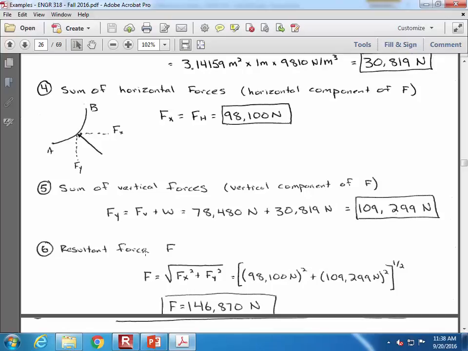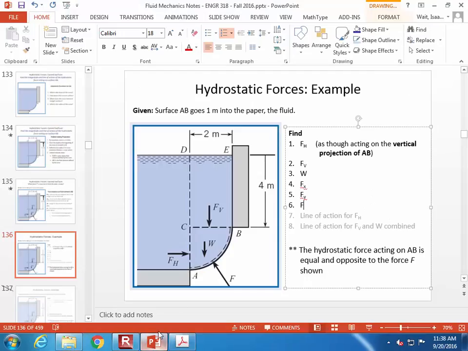Some of the homework problems, that's as far as it'll take it. It will just ask you to find the magnitude of the forces. Sometimes, though, it'll ask you to find the line of action, which means the location of the forces. And so that you're prepared for questions like that, let's take a look at, in step 7, if we go back to the problem. Now, don't worry, I'll come back to this solution if you're copying a few things.